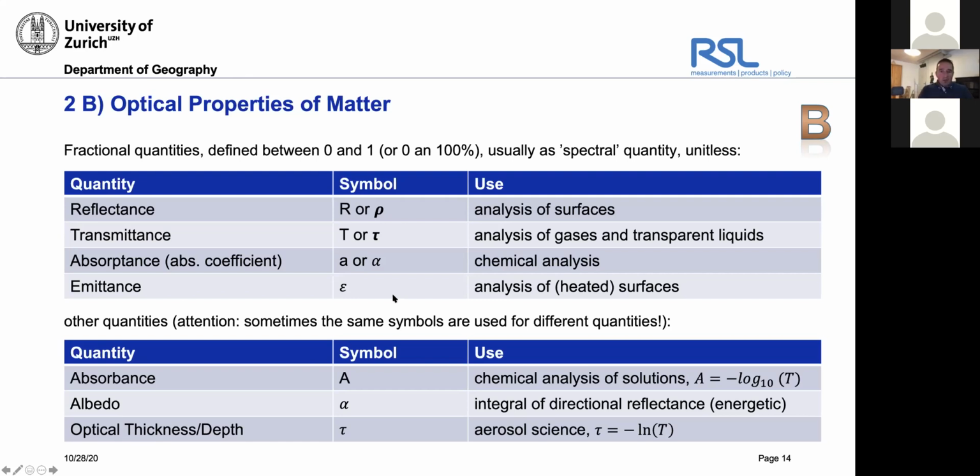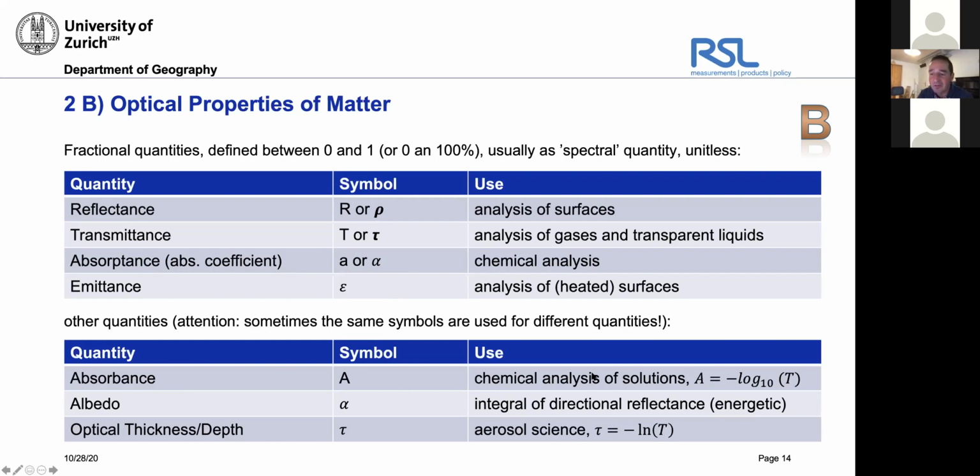And now you have to be careful. This is the absorptance, the absorption coefficient. So it tells how much is absorbed. If you look into what chemistry people are using, they're using the term absorbance and not absorptance, big A.